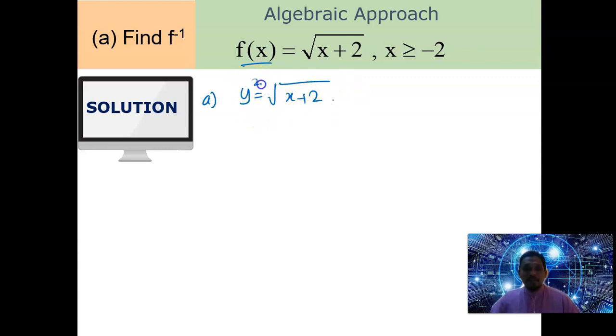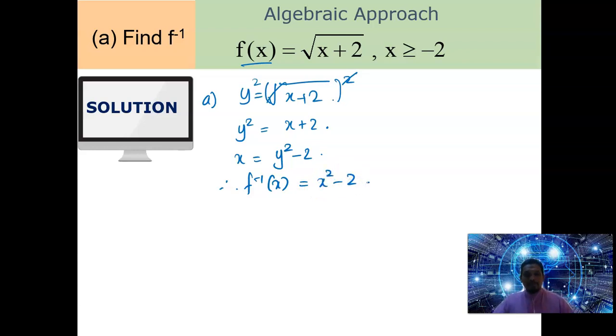Okay, so we square left and right. So then we get y squared equals x plus 2. Then x equals y squared minus 2. So then f inverse of x equals x squared minus 2. If you refer to this question, recall the examples in your lecture notes. So then the second question here: sketch the graph of f and its inverse on the same axis.